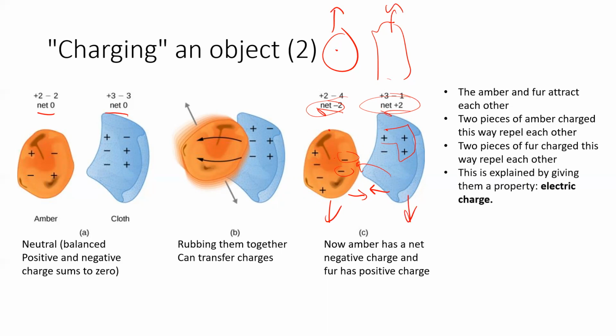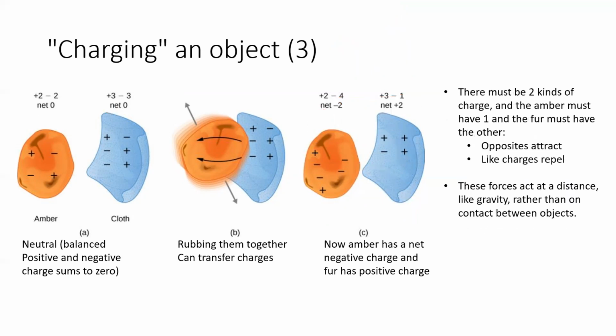So the explanation for this, we've gotten ahead of ourselves a little bit by explaining some of the details, but you need a property that objects can have that can be transferred from one object to another that allows them to exert forces on each other. And this property is called electric charge. And this was discovered at least as early as 500 BC. People knew about charging up pieces of amber like this, and that they could exert forces.